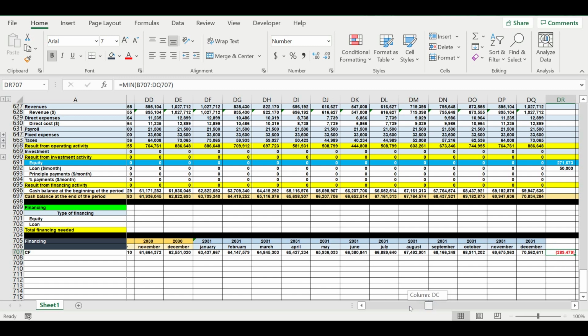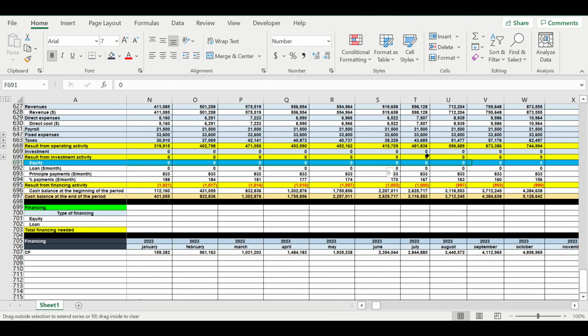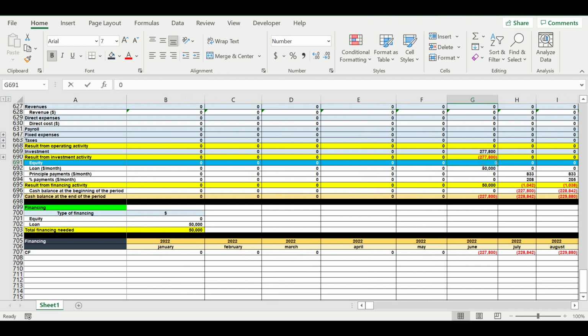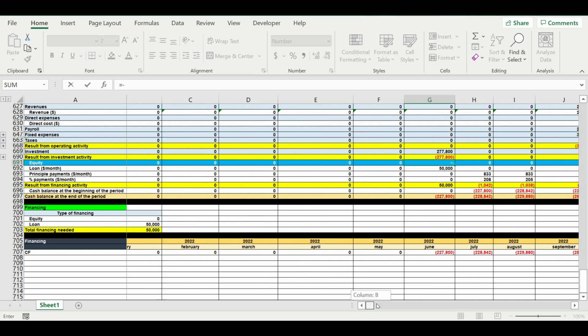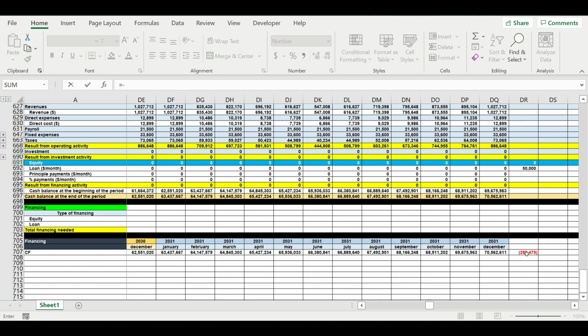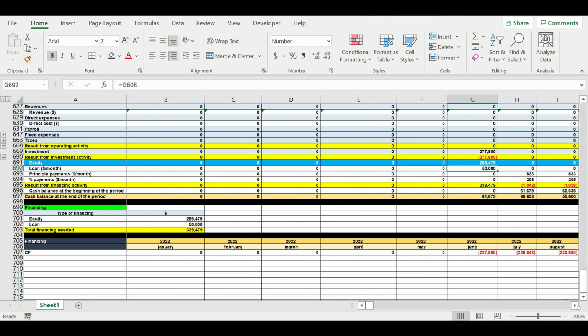So what I will do now, I will just go to the cash flow statement, put equal, take the minus sign, go to the end of this line and put this value here. So as you can see, I have minus here. Then we take this value, press enter, and here we go. Now we've automized the amount of financing.